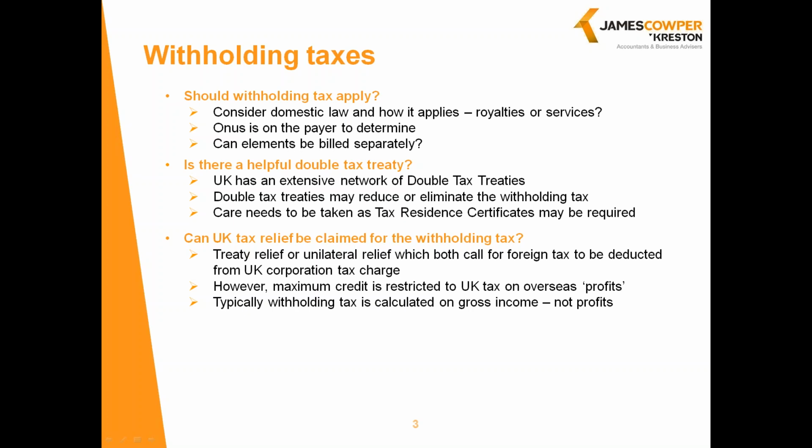Once it has been established that withholding taxes are applicable, the next step of effective planning is to assess whether the UK has a double tax treaty with the relevant country. The UK has an extensive network of tax treaties, and many of these will either negate withholding taxes or allow for reduced withholding tax rates to apply between residents of the two territories.